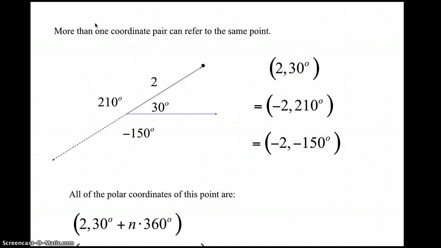There are several different ways to describe the location of this point, and you can see that below. 2, 30 plus n times 360 degrees, or -2, -150 plus n times 360 degrees.